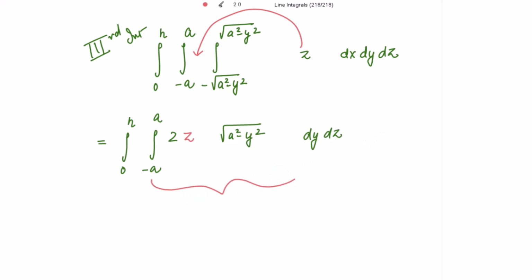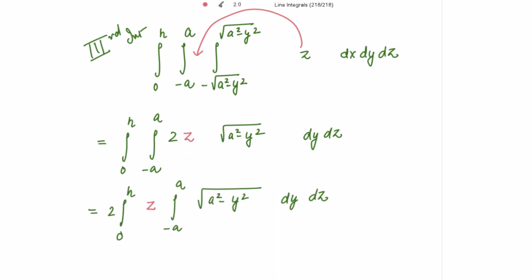And now integrating this with respect to y. For that, again, this z is constant, and taking this 2z outside of this integral, and now integrating this with respect to y, right? Now because this is an even function and the limits are the same with opposite sign, this integral becomes twice the integral of this even function, and the limits are from 0 to a. So this is twice, and the limits are from 0 to a.